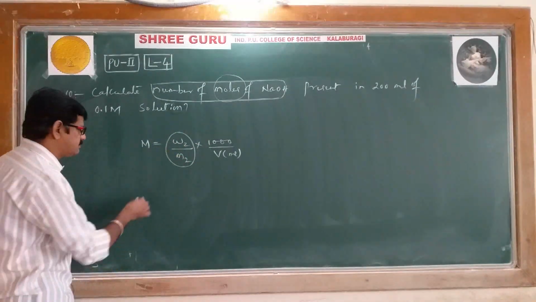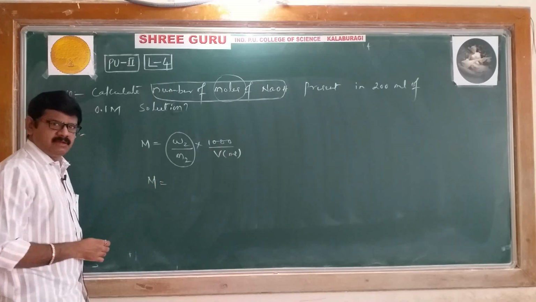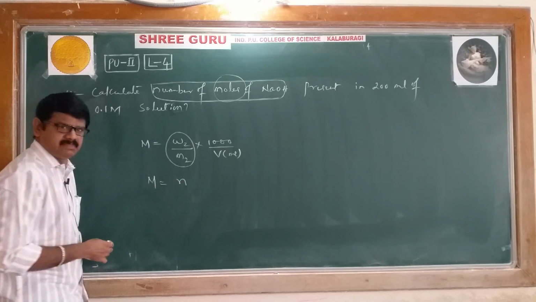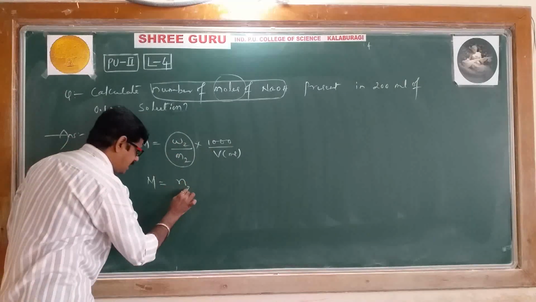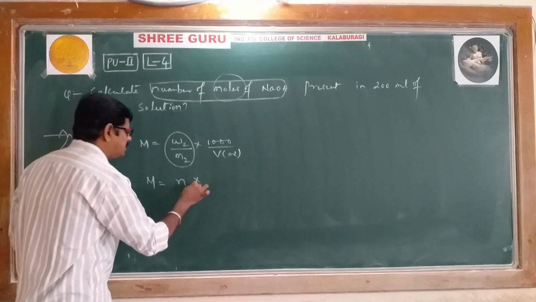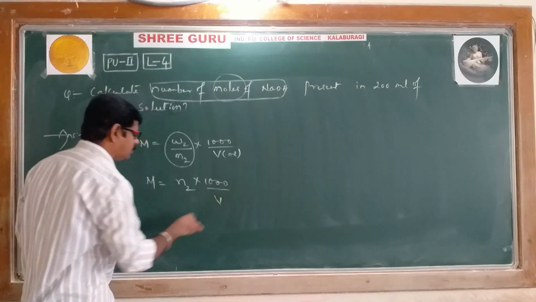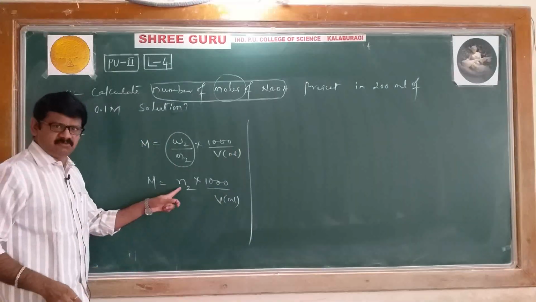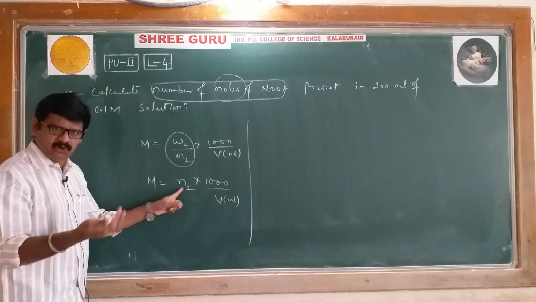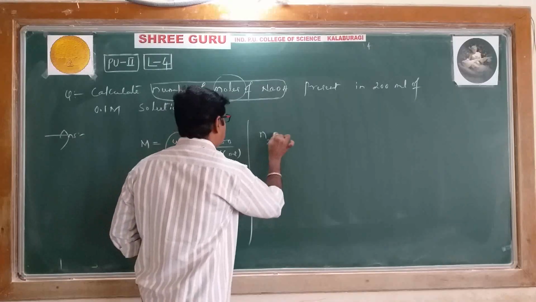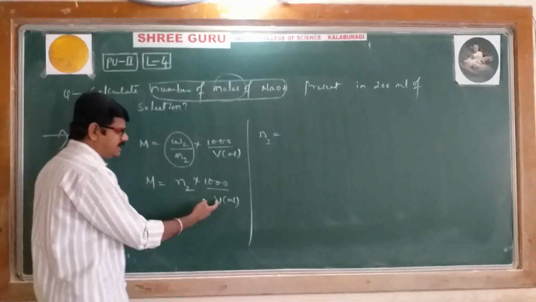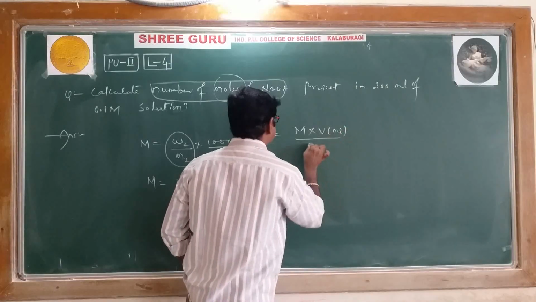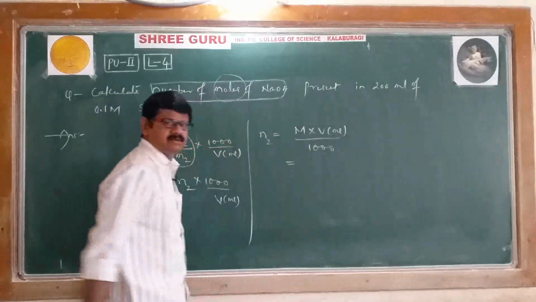Therefore, we'll just change the formula. Molarity is equal to, instead of mass by molar mass, I'll write the number of moles, N symbol, the number of moles of solute, we can also write N2, doesn't matter, into 1000 divided by volume. And of course, volume is in milliliters. He's asking for the number of moles, that's why I will bring the number of moles to the LHS. Number of moles is equal to molarity into volume in milliliters, divided by 1000. That is the formula.